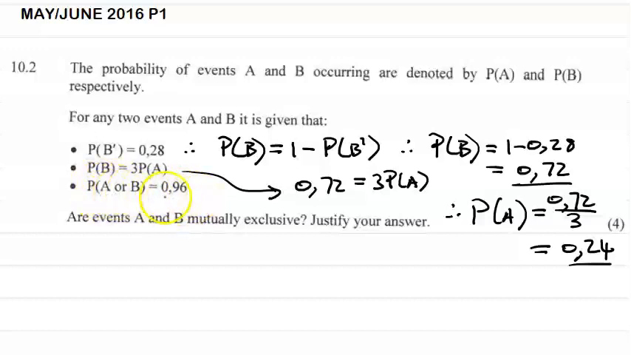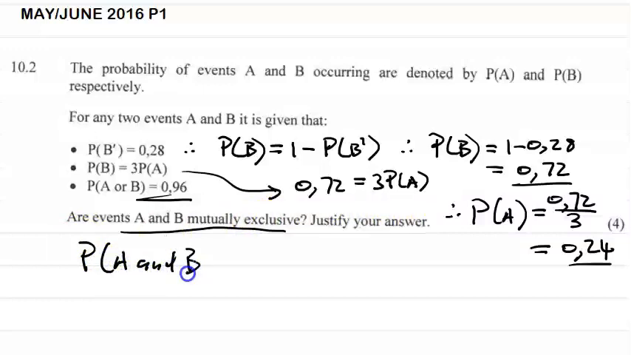Okay, so now that we know the probability of A and the probability of B, they tell us that the probability of A or B is 0.96. Are events A and B mutually exclusive? Justify your answer. Now remember that for mutually exclusive events, the probability of A and B is equal to 0. They're not telling us that they're mutually exclusive, so we have to solve for the probability of A and B, and then we'll decide from there whether they are mutually exclusive or not. Because remember, if the probability of A and B is equal to 0, then they are mutually exclusive. If it's not equal to 0, then they're not mutually exclusive.